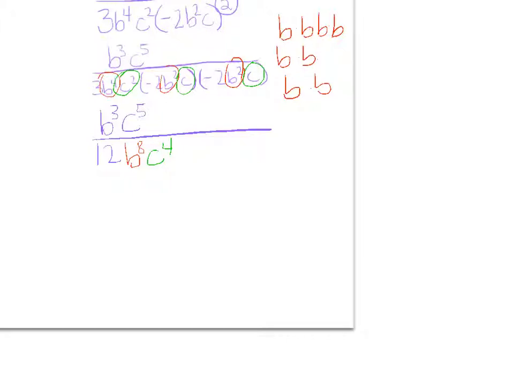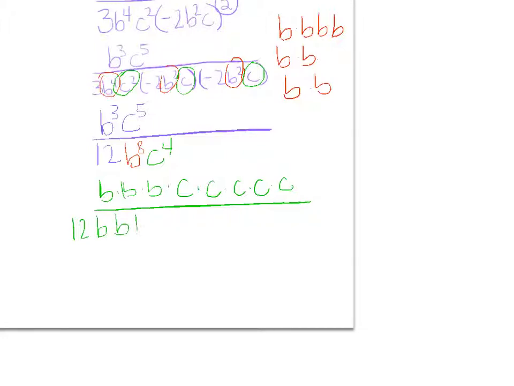Now I've simplified across the numerator and I've simplified across the denominator. Now I'm going to start looking at simplifying across that fraction bar. When I do that, I'm going to think about b cubed as b times b times b. And I'm going to think about c to the fifth as c times itself 5 times. 1, 2, 3, 4, 5. On the bottom I still have the 12. I have b to the 8th power, 1, 2, 3, 4, 5, 6, 7, 8, and I have c to the 4th power.